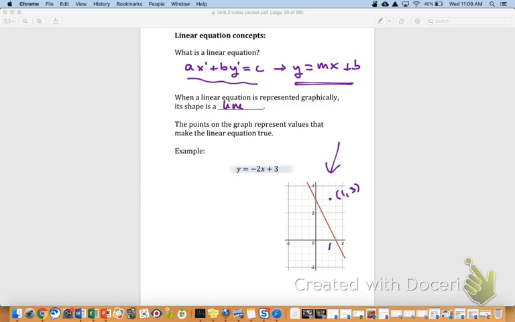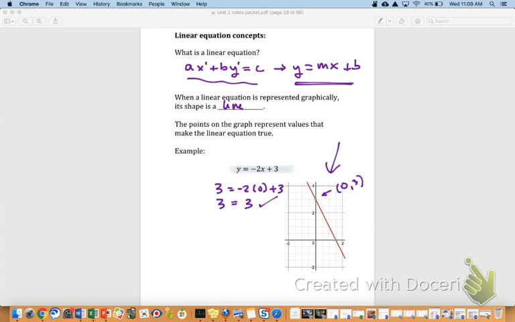What do you see? 0, 3. Okay, let's see if that works. So 0, 3, that means go left and right 0, up 3. Would you all agree that that point is right there? Yeah. So 0, 3, hopefully we can agree that that is on the line. Now that should make the equation true. Let's check it out. The y is 3, and the x is 0. What's negative 2 times 0? 0. So 3 equals 0 plus 3. Look, it's true.